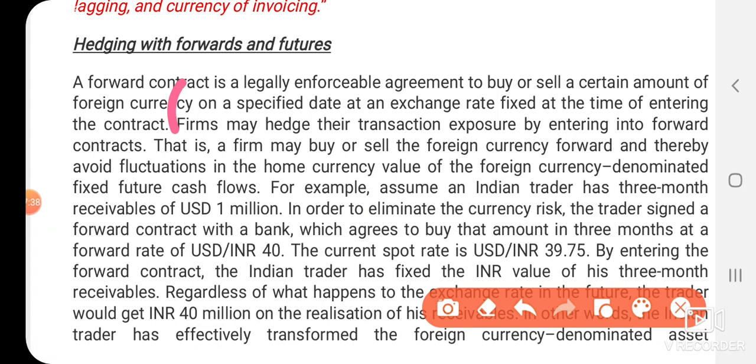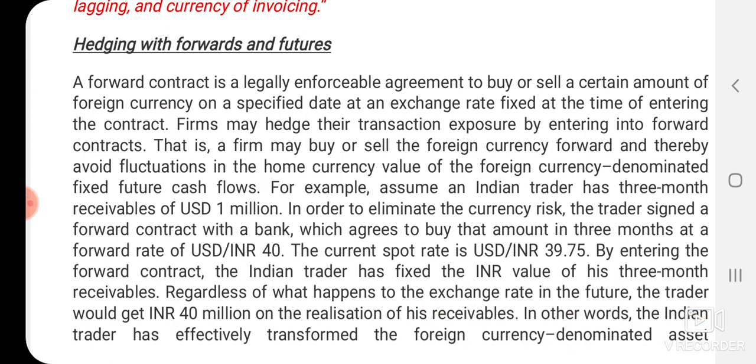Firms may hedge their transaction exposure by entering into forward contracts. That is, a firm may buy or sell the foreign currency forward and thereby avoid fluctuations in the home currency value of the foreign currency. Why? In order to avoid the fluctuations, meaning any ups and downs in the home currency value of the foreign currency denominated fixed future cash flows. We can see some example; it will be more effective.